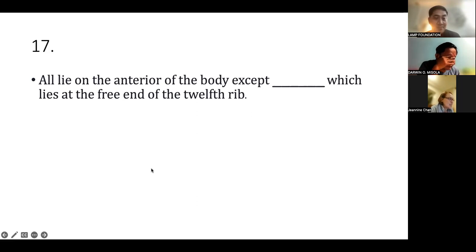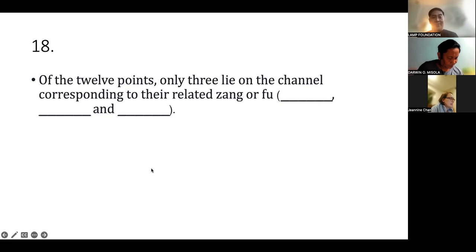Hindi ko na alam, Doc. Instant memory. Hindi ko kaya, Doc. Okay, liver 14. Kaninong front view point si liver 14? Liver. Liver 13. Spleen. Kanina lang yan, di ba? Hindi po pwedeng instant delete. Bawal yan. Okay. Continue. Don't be discouraged.